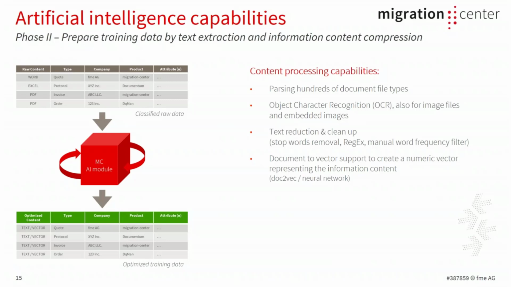So, we also have capabilities to reduce the text and clean up the text, for example, remove the stop words or use regular expressions and so on. There's another feature, also based on artificial intelligence technologies, which allows us to convert the content of a document into a numeric vector which represents the information content. For that we use doc2vec, which is a neural network technology.